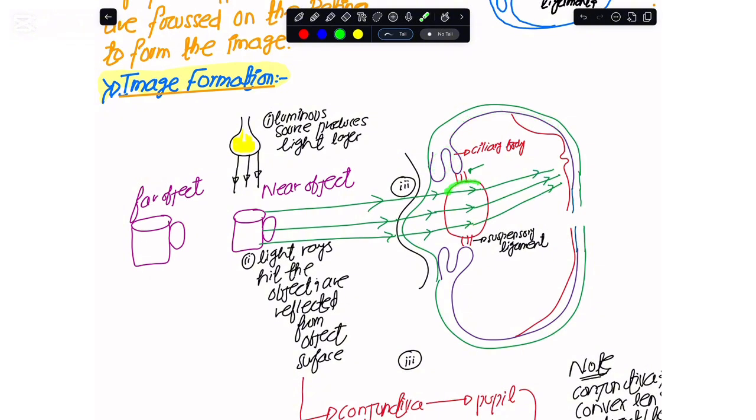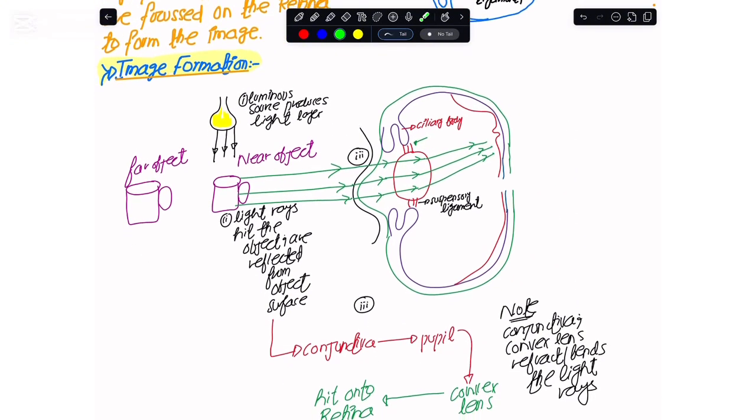So when the light rays come from the nearer object or from the far away object, the lens changes shape and focuses these light rays onto the retina of the eye. This is referred to as accommodation or adjustment.